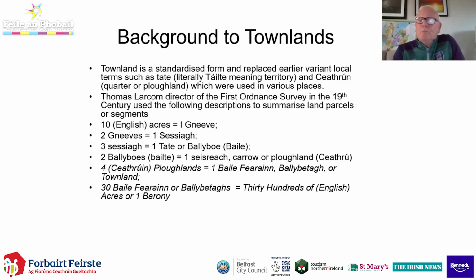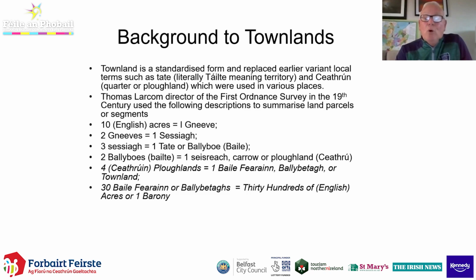And this, when you have accurate maps of Belfast being drawn up, or of Ireland being drawn up, and they use the following descriptions to describe individual plots of land. So 10 English acres is a greave. Two greaves was one sheshia, which was an Irish subdivision. Three sheshia became a tait or a ballybow, literally the townland of a cow.